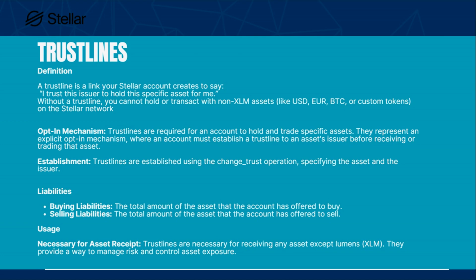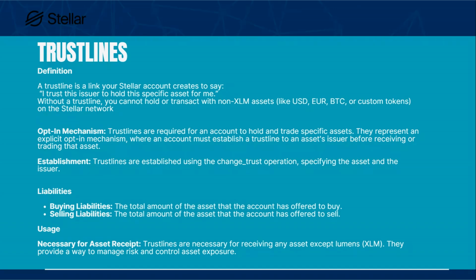Unlike Ethereum, where anyone can send you tokens whether you want them or not, Stellar requires your explicit permission. This prevents spam tokens, malicious asset injection, and accidental deposits. To create a trust line, you use the change trust operation, specifying the asset and the issuer.